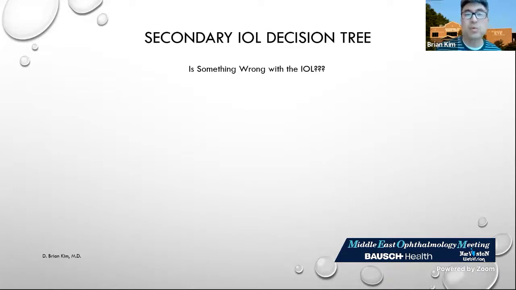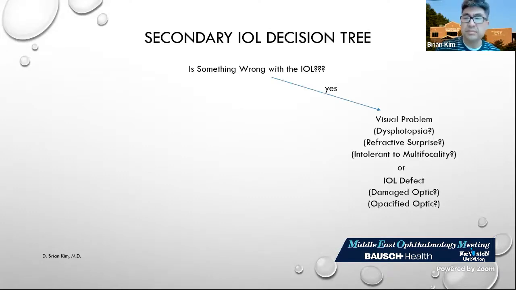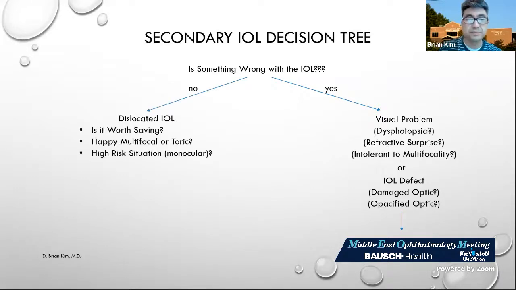So is there something wrong with the lens? In other words, is the patient having trouble with the particular lens, whether it's just photopsia or refractive surprise, or the patient is not able to tolerate multifocality, or if there's damage to the lens, an opacified optic or a damaged optic. And in this case, you'd have to exchange the lens. And hopefully it's an intact bag, but the point is the bag is not the primary offender, it's the IOL.